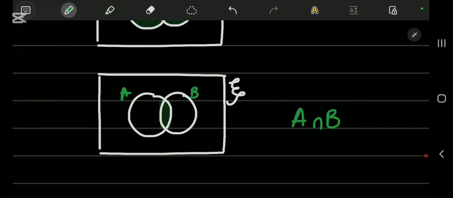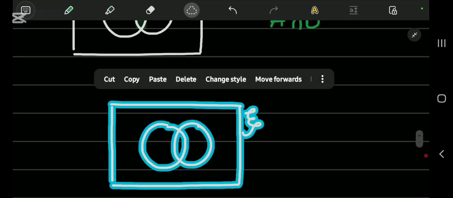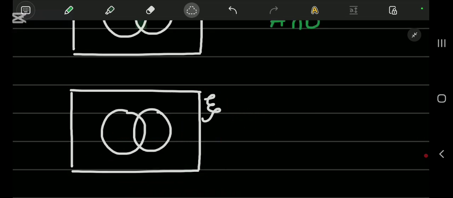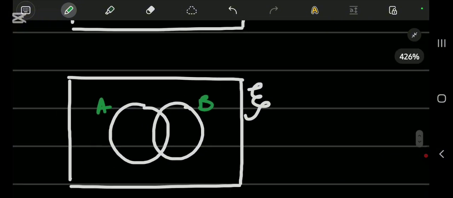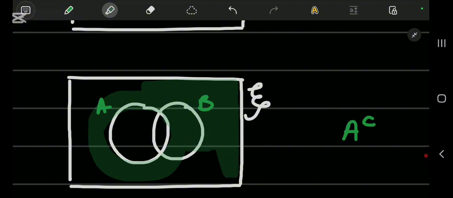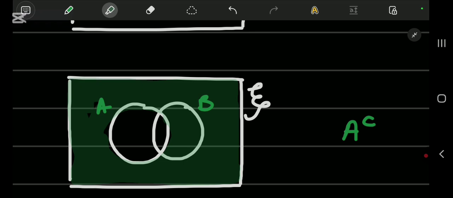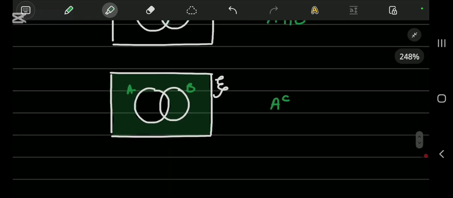Now, how do we represent the complement? A complement means everything outside A. So everything outside A would mean the whole universal set, but not A. This is how we shade A complement.